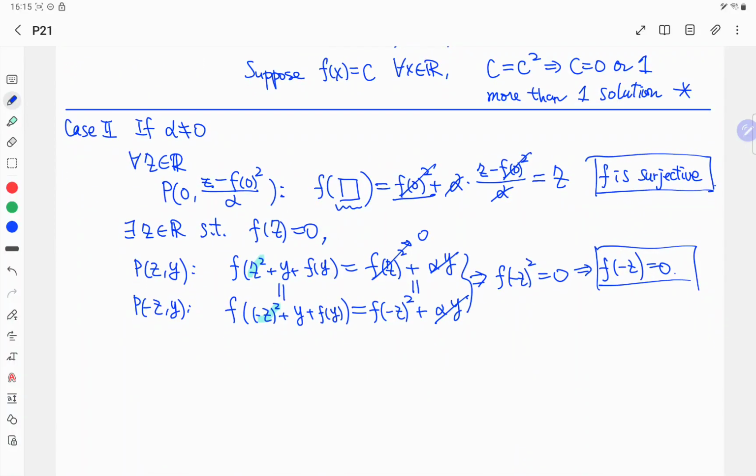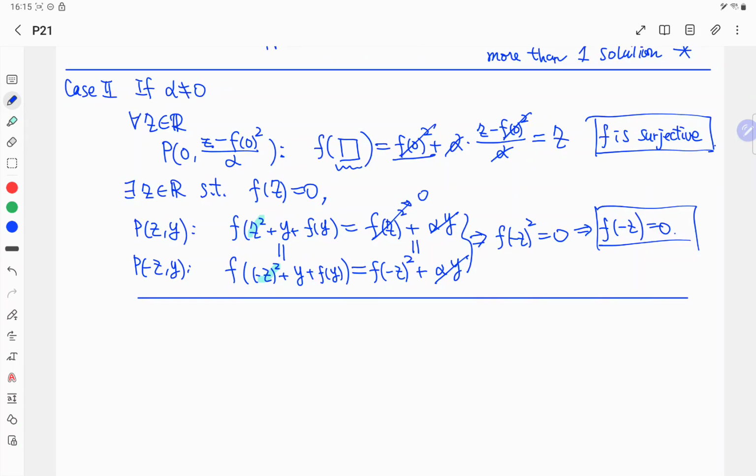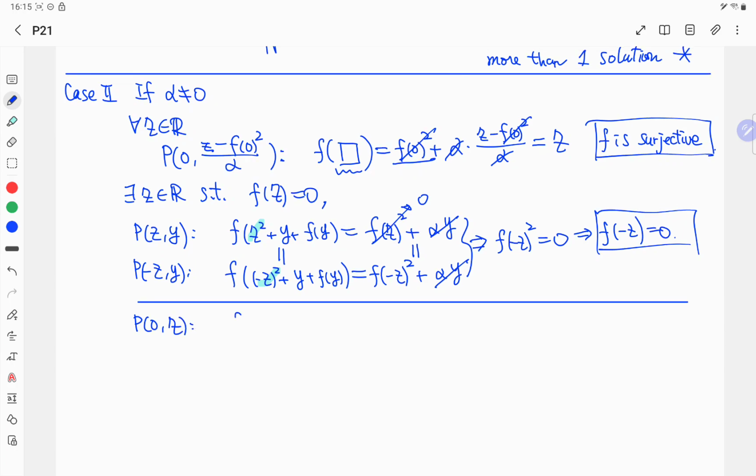So here let us try to pick (0, z). Here we have f of 0 squared, which is 0, plus z, plus f of z, equals f of 0, quantity squared, plus alpha z.